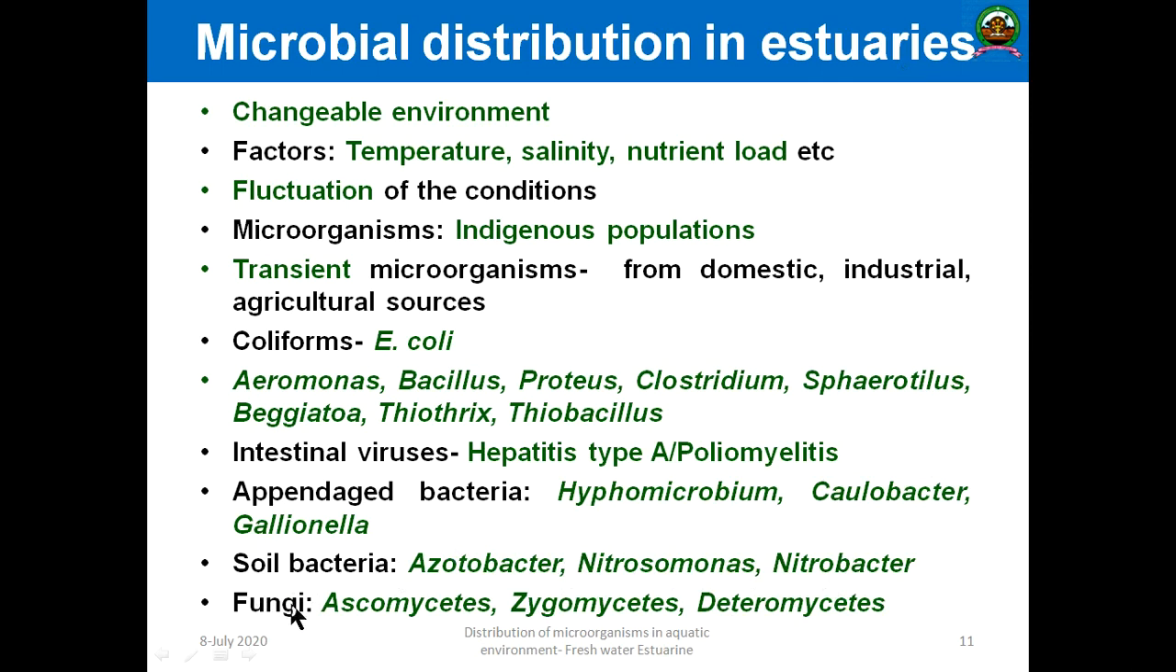Similarly, the fungi such as Ascomycetes, mainly Penicillium, Aspergillus, Cladosporium, Cephalosporium, Helminthosporium, Geotrichum. Then you have Zygomycetes or Phycomycetes such as Rhizopus and Mucor. Basidiomycetes are commonly absent in the estuary, but Deuteromycetes, the fungi imperfecti, are commonly present because they don't have a proper sexual stage of cell division. That is why they are known as fungi imperfecti.